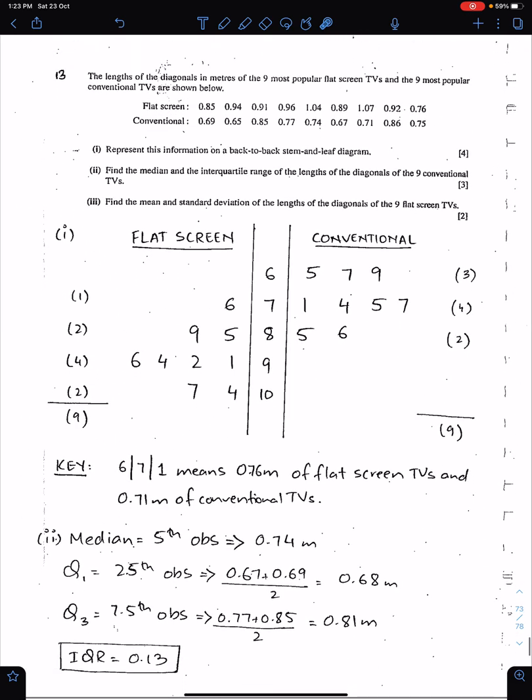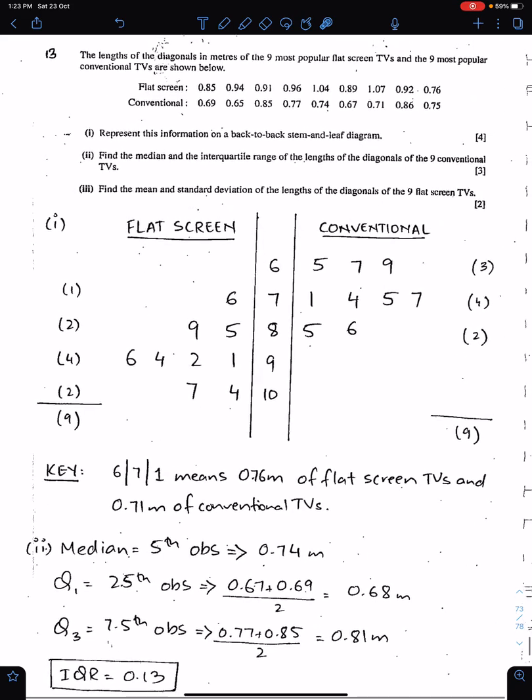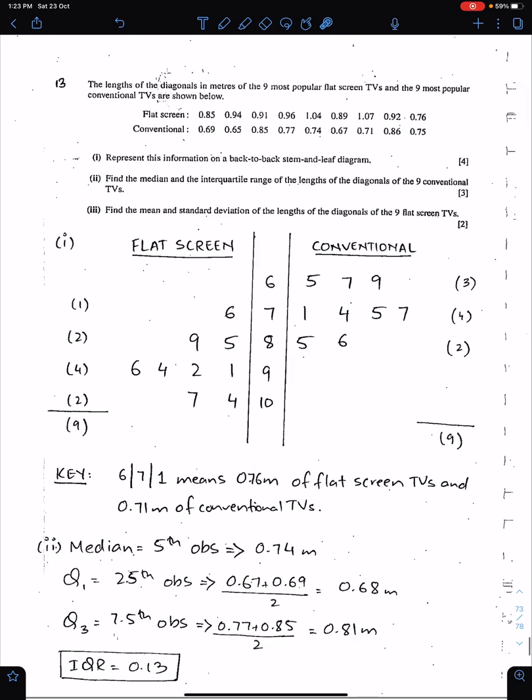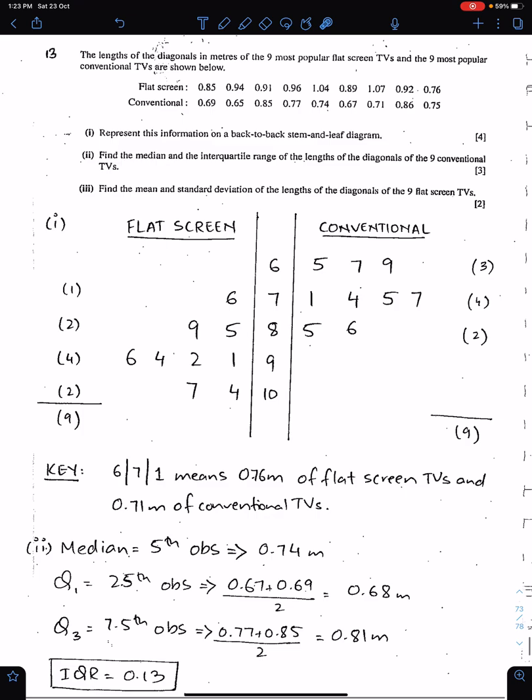Stem plot. We use a stem plot to represent all the data. This diagram is suitable to represent all the data, and this is for ungrouped data. Now, how to construct a stem plot? So we can understand a stem plot through this example.